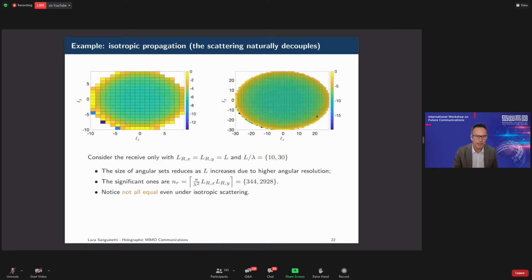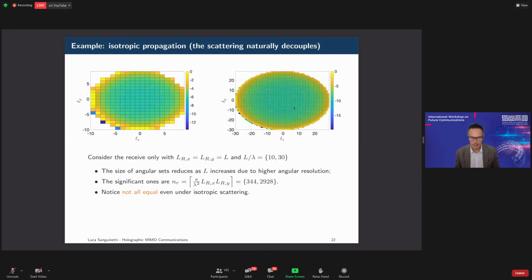Just to give you an example, this is what you get in the isotropic propagation conditions. Isotropic propagation conditions means that you're receiving power from everywhere in space. If you consider the receiver only, and you assume that this is the ratio between the sides of the receiver and the wavelength, this is the power that you get in the angular domain when the ratio is 10, and this is what you get when this ratio is 13.